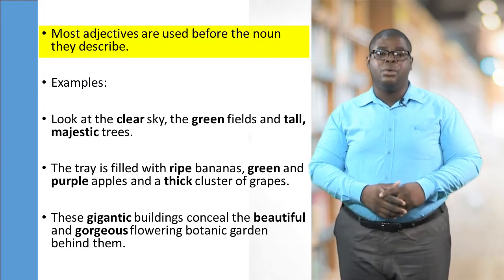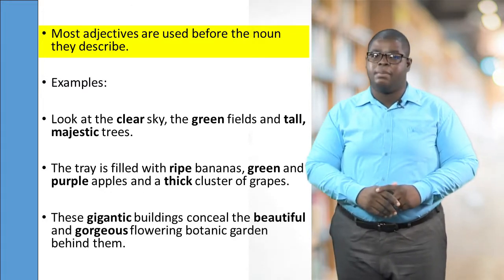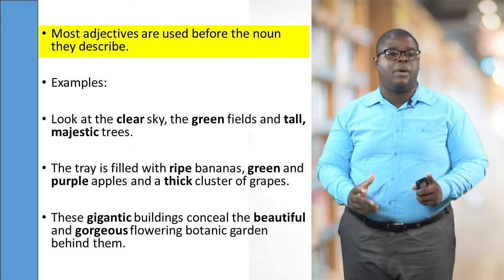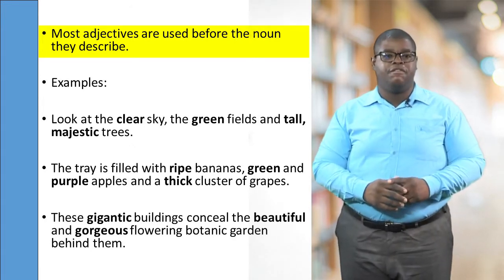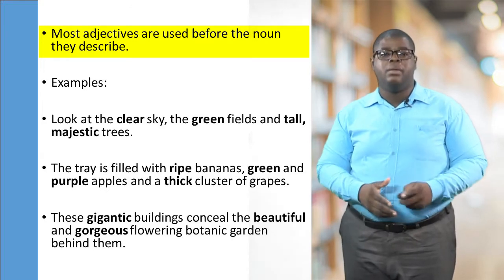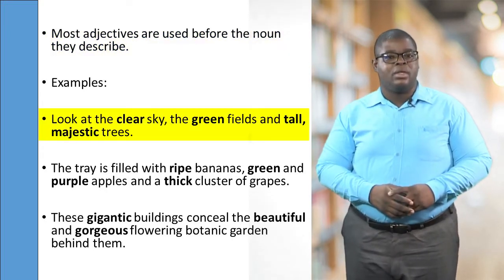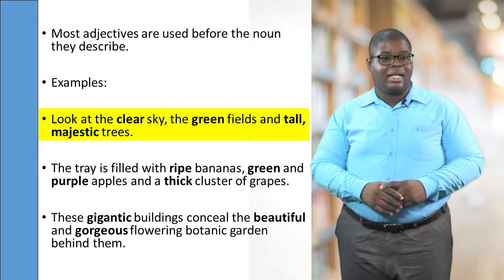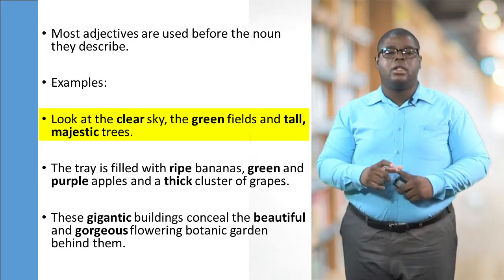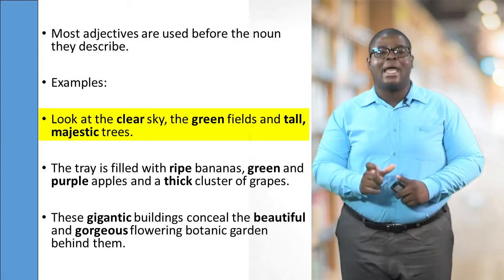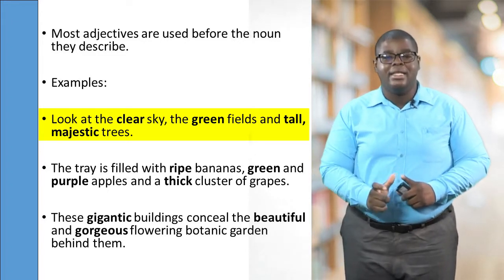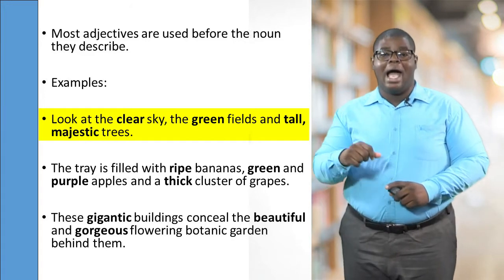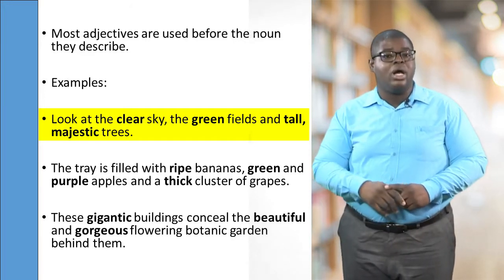Most adjectives are used before the noun they describe. I want us to pay attention to that word, most. It doesn't say all adjectives, but most adjectives are used before the noun they describe. For example, look at the clear sky, the green fields, and tall, majestic trees. Look at that again. So we have the adjective clear, modifying the noun sky. Then we have the adjective green, modifying the noun fields. Then we have the adjectives tall and majestic, modifying the noun trees.